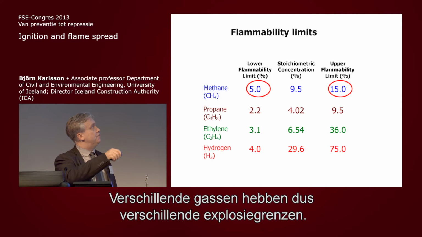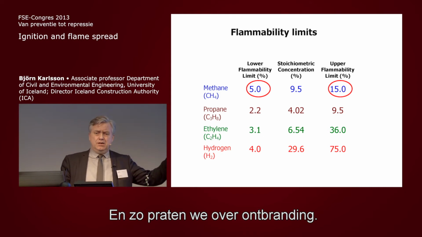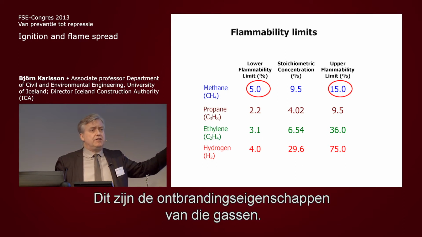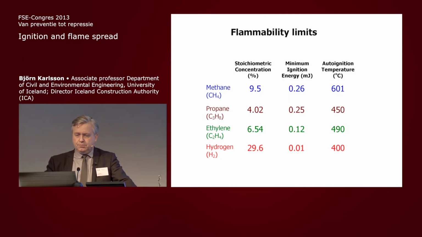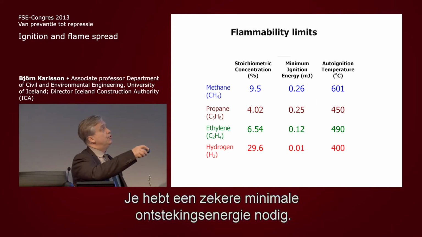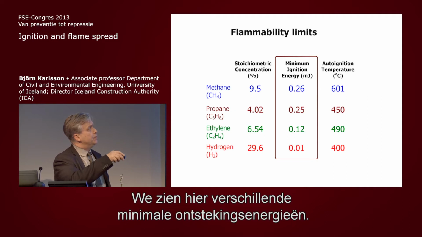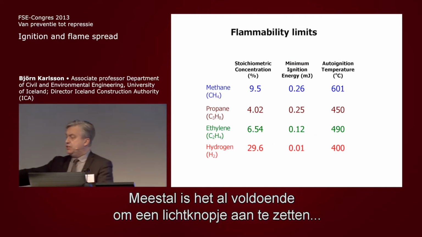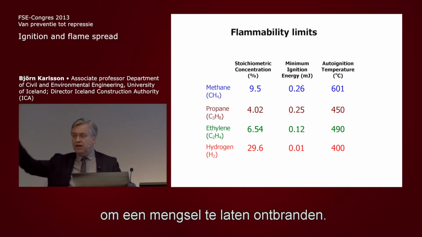There are different flammability limits for different gases. This is the way that we talk about ignition. When we're describing gases, we say these are the ignition characteristics of these gases. There are some complications, of course. You have to apply a certain minimum ignition energy. This is in millijoules. This is very low, actually, and different gases have different minimum ignition energies. Usually it's just enough to turn on a light switch. The little spark that comes there is more than enough to ignite a mixture.